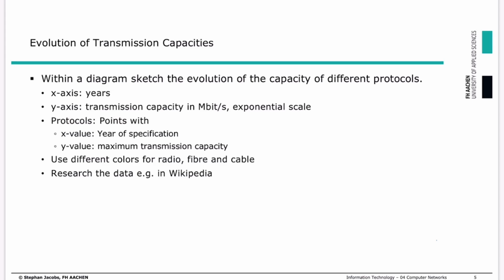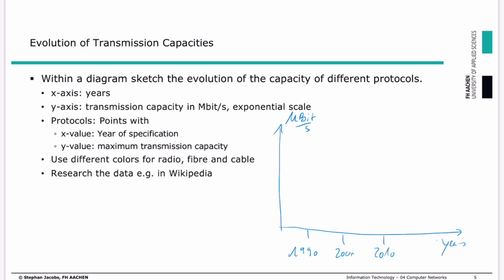This task, the evolution of transmission capacities or evolution of bandwidth, requires that you look up certain values in, for example, Wikipedia. So what I'm after is a diagram similar to the following. On the x-axis you have the years, for example 1990, 2000, 2010 and so on. And on the y-axis you have the bandwidth given in megabit per second.